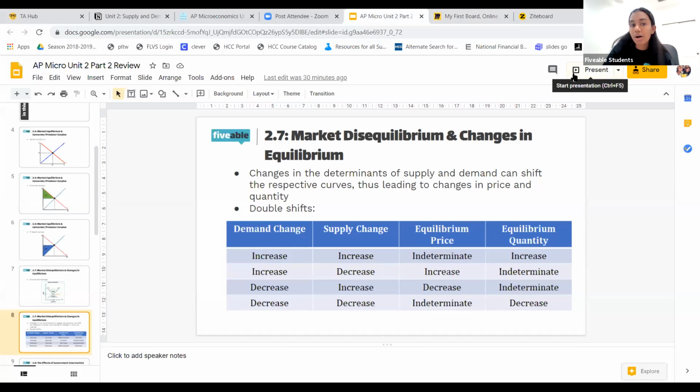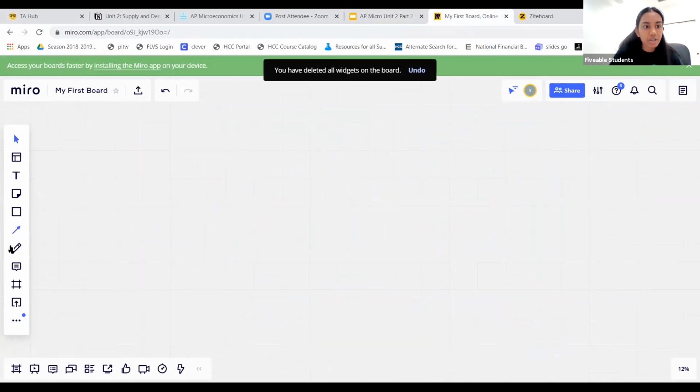And there's also double shifts in markets sometimes. That's basically when both demand and supply shift at the same time. So let's do milk again. Consumers demand less milk because they want vegan alternatives, but the cow market has also decreased because there's fewer cows available. So let's draw that. And that would be an example of both supply and demand shifting.